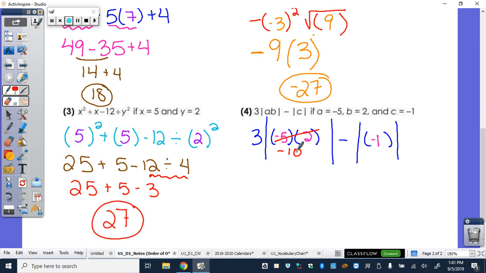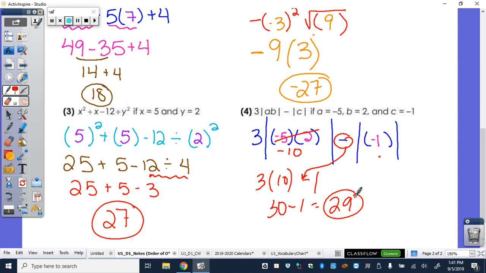And then with number 4, the absolute value is like a parenthesis, so you got to take care of that stuff first. So my negative 5 times 2 gives me a negative 10 when I multiply those. Then absolute value of 10 turns that to be positive, so we end up with 3 times 10 there. Minus the absolute value of negative 1 just becomes 1. But it is negative because you got that subtraction sign right here. So 3 times 10 gives me a 30. Minus 1 gives us a 29 for that one.